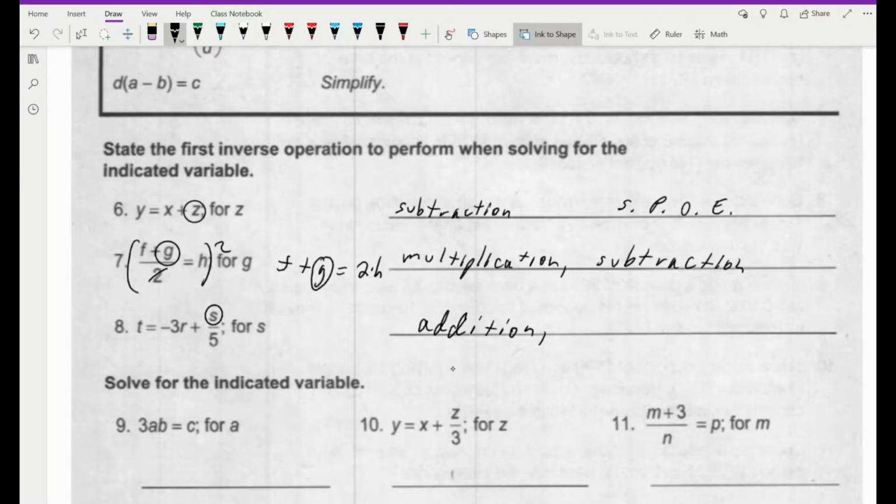Once we do addition, we're going to get t plus 3r. So we added 3r to both sides. t plus 3r is equal to s over 5. And then to get rid of the 5, we're going to have to multiply both sides by 5. So the final property would be multiplication.